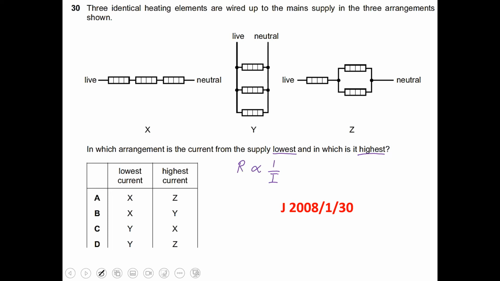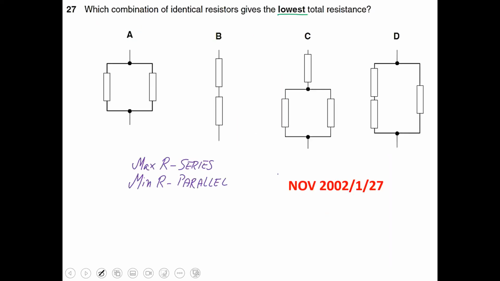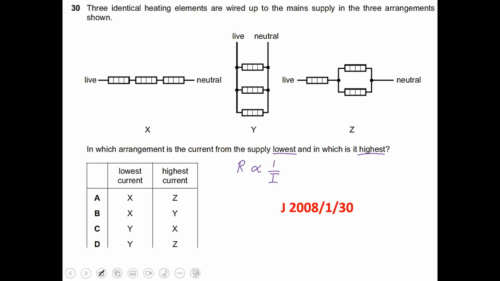Resistance and current are inversely proportional. When you want to have minimum current, you will have to get maximum resistance. So it's always opposite. And remember, resistance is maximum in series, minimum in parallel. Answer is B.